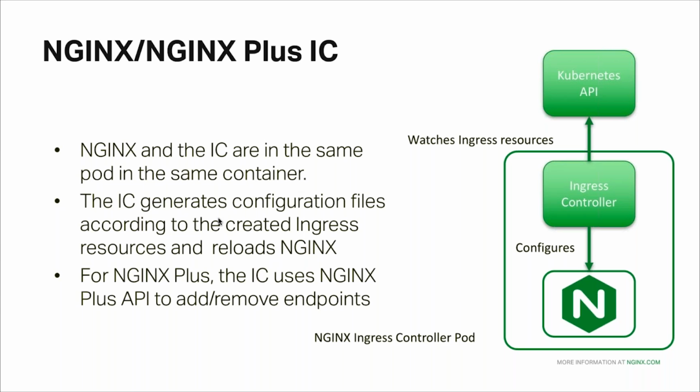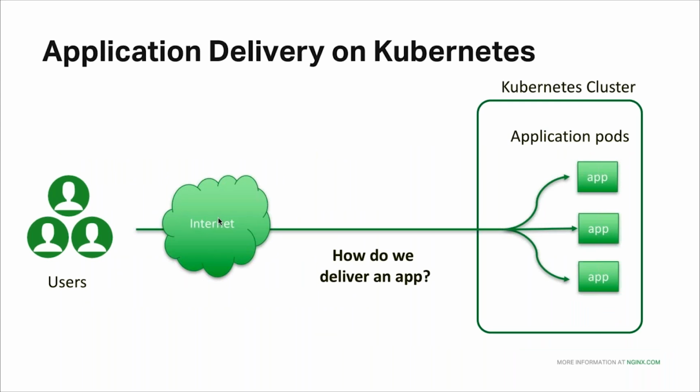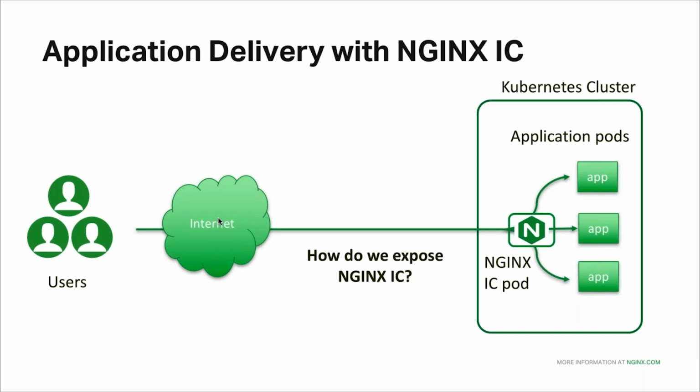In case of NGINX Plus, the Ingress controller also takes advantage of the NGINX Plus API, so that it adds or removes backend endpoints through the API, avoiding configuration reloads whenever possible. So how do we successfully deliver a web application on Kubernetes? Well, we use the NGINX Ingress controller. However, our Ingress controller is running inside the cluster, and this means we need to expose it to the internet. Otherwise our users won't be able to connect to it.